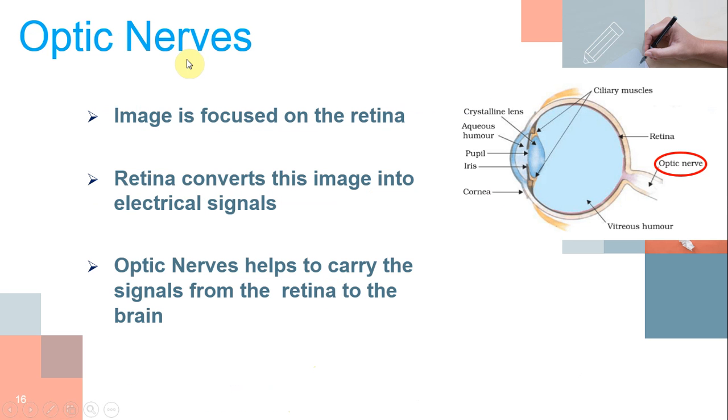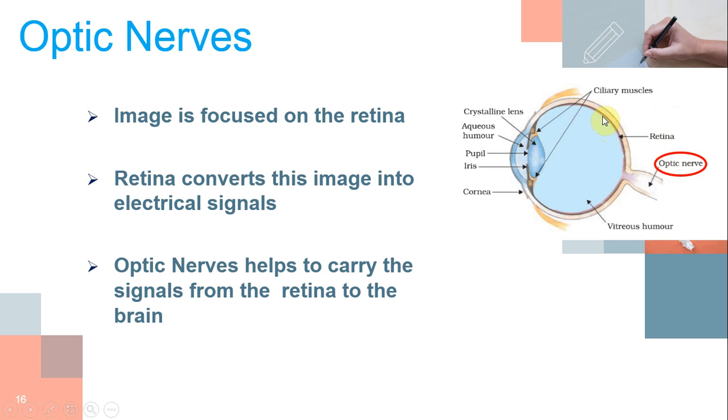Next part is the optic nerves. The image is focused on the retina. The retina converts this image into an electrical signal. So the optic nerves help to carry the signals from the retina to the brain. So this is the optic nerve. It is connected to the retina.